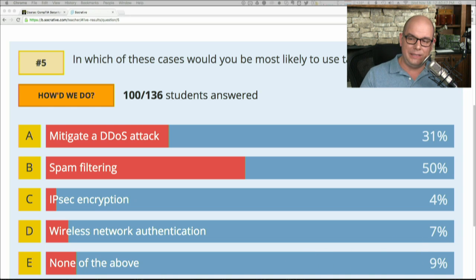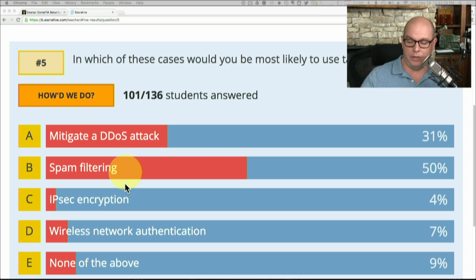So let's see if we can break this down a little further. Oh, by the way, IPsec encryption does nothing when it comes to preventing spam. That's just a way to send the information in a protected mode from one side to the other. Wireless network authentication doesn't help us, although it certainly helps on a wireless network to protect ourselves, but it doesn't help with spam, and that's why you're using the tarpitting to begin with. And of course, it is spam filtering, so E would not be correct. It actually is one of the above. Our answer here in this case is B, spam filtering.